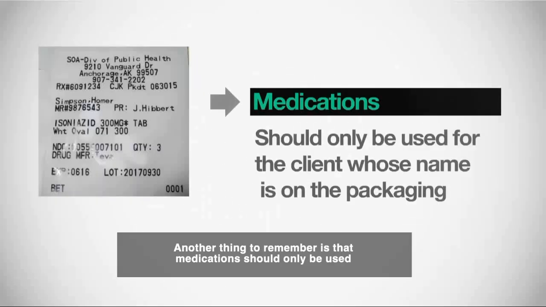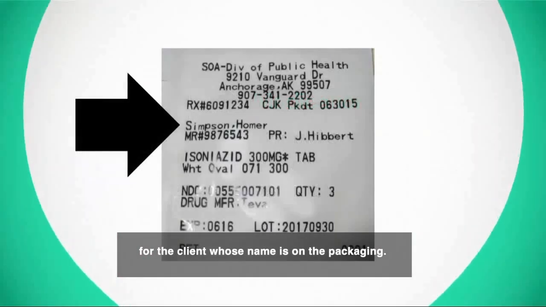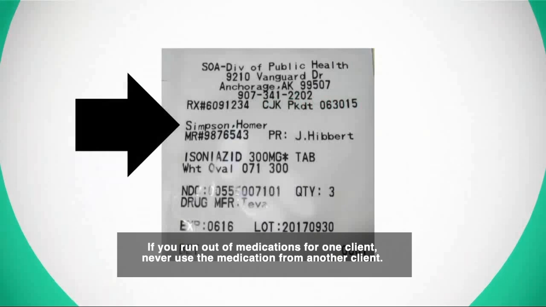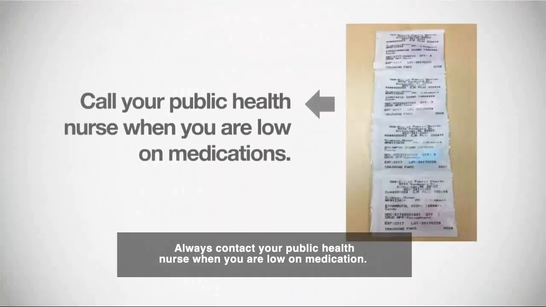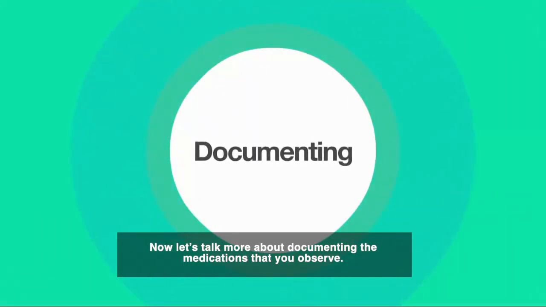Another thing to remember is that medications should only be used for the client whose name is on the packaging. If you run out of medications for one client, never use the medication from another client. Always contact your public health nurse when you are low on medication. Now let's talk more about documenting the medications that you observe.